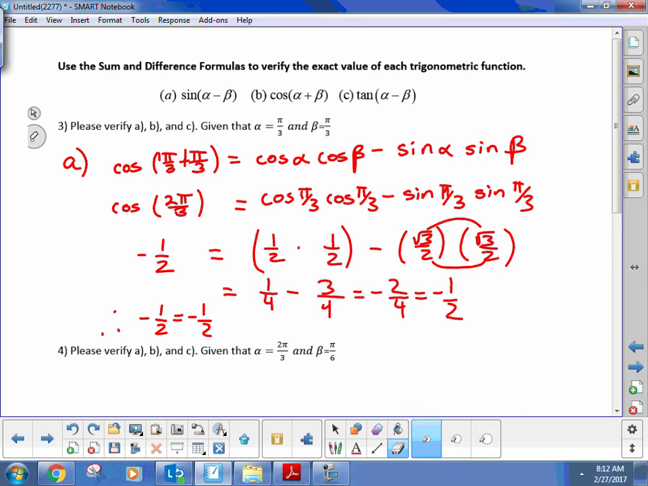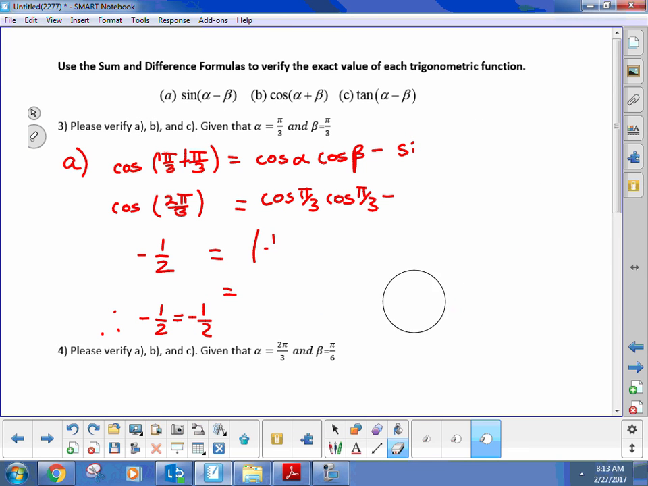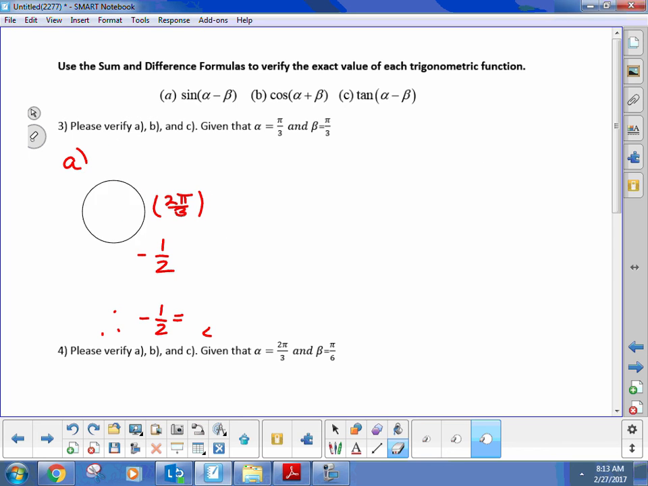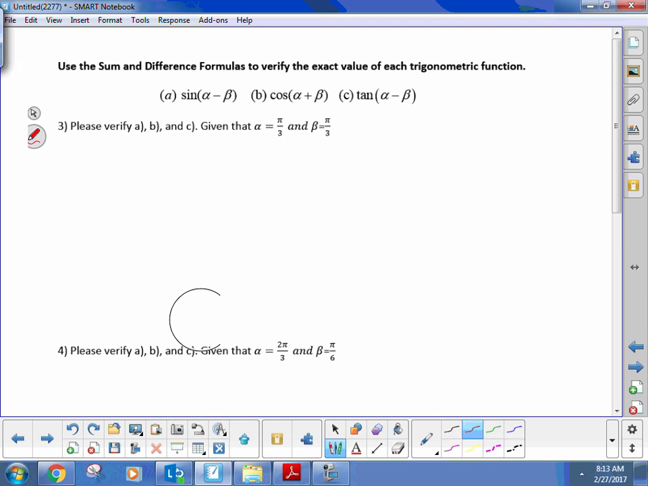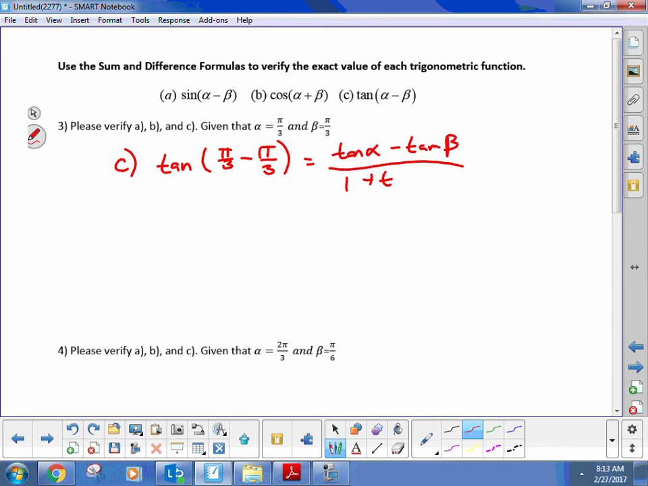All right, now let's go ahead and look at C, the last one, tangent, and do the same proof. Now with C, it's going to want tangent alpha, so in this case, pi over 3 minus pi over 3 as well. But the equation for tangent minus is tangent alpha minus tangent beta, over 1 plus tangent alpha times tangent beta.